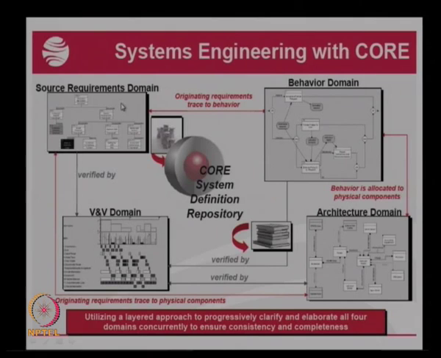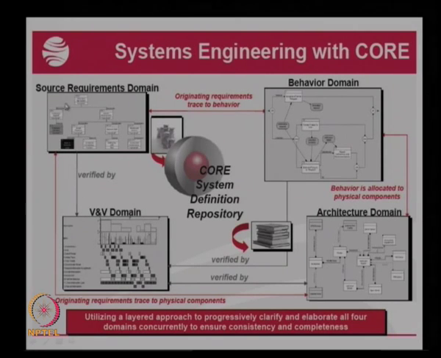All these functions will always be using a common database, and using this common database all these will be developed. Any changes in one of these will be automatically reflected in the core database, and the database will be accessed by the other domains like behavior or architecture in order to make the necessary changes. So this utilizes a layered approach to progressively clarify and elaborate all 4 domains concurrently, to ensure consistency and completeness. That is the advantage of doing this.